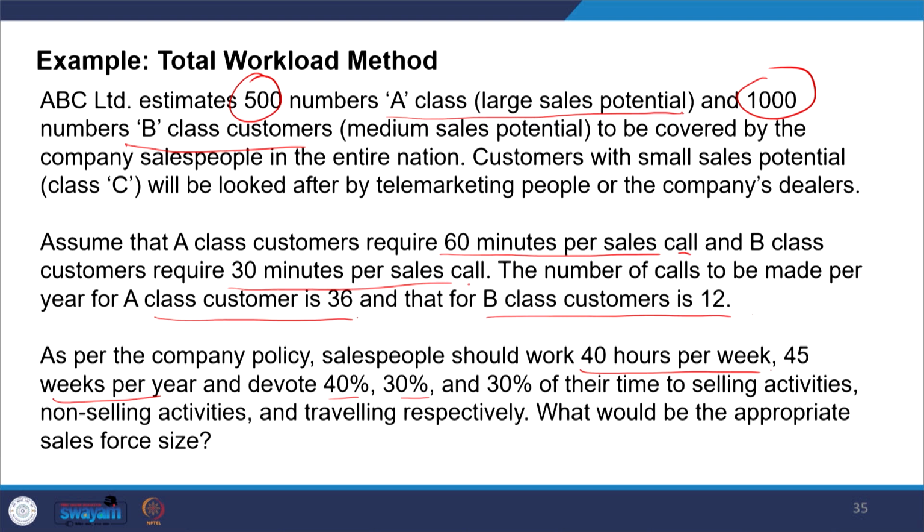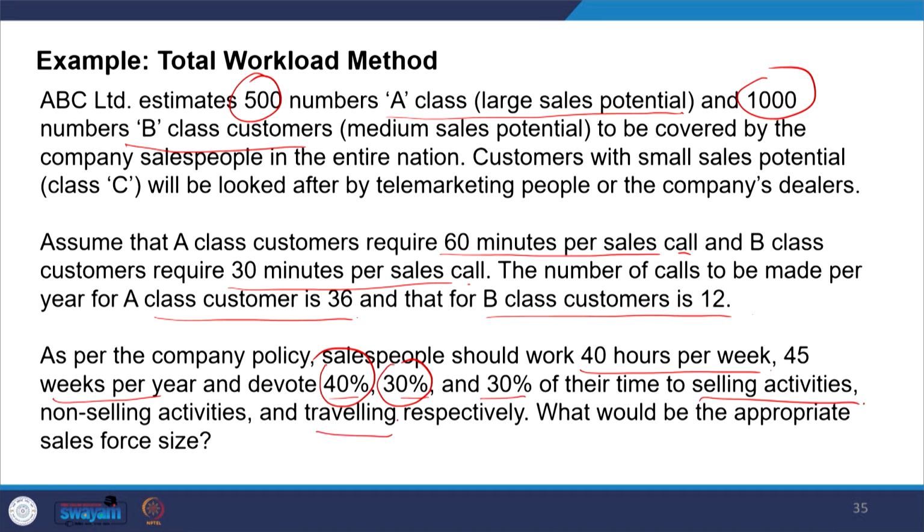So, you have divided the job in 3 ways. Selling activities, that is actual negotiation, discussion with the clients, presentation and all, take 40% of your time. 30% of your time goes in non-selling activities. Non-selling means waiting for the client and some other activities, and 30% of the remaining time is for traveling.